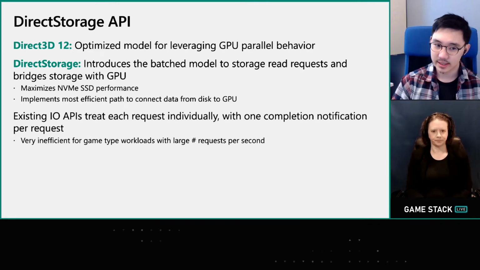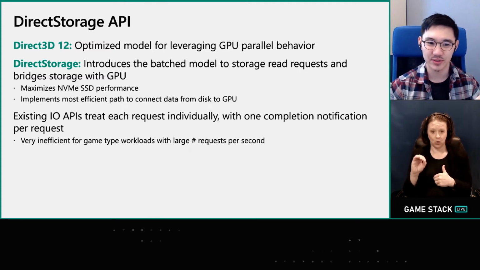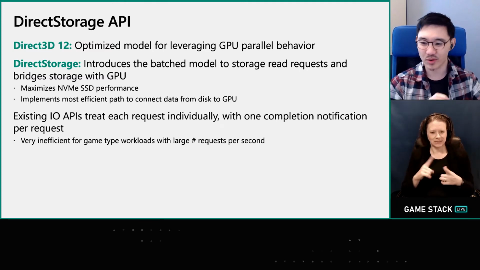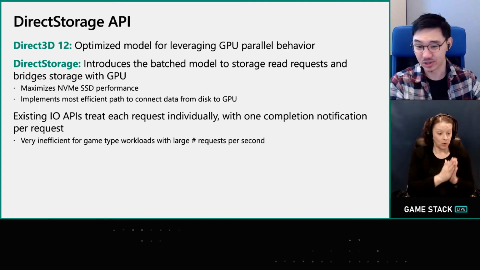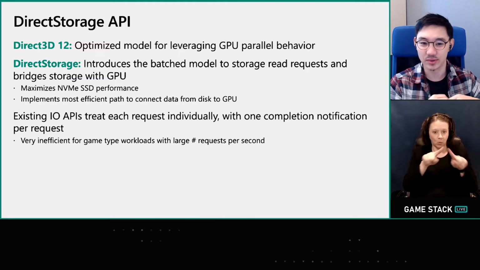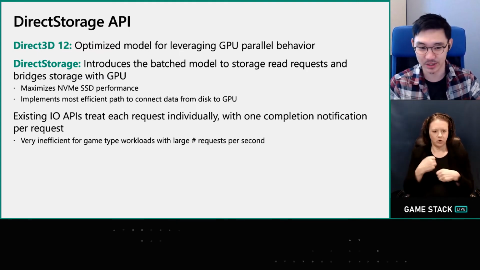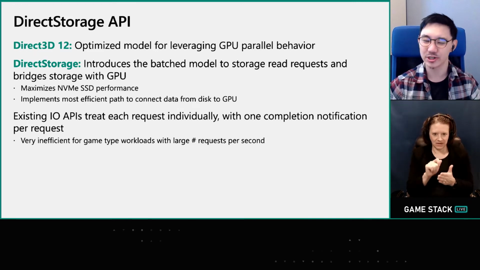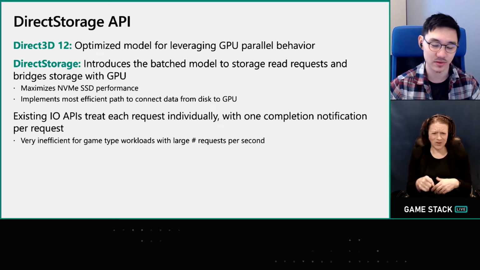For example, existing I/O APIs essentially treat every request individually. You have to make one request and you get a completion notification for one request. It's analogous to drawing one triangle and it telling you when you're done with one triangle. In this case, you make one request for a piece of data off of the disk, and then you get a completion saying it's done. That's super, super inefficient, especially if you have a large number of requests, like hundreds, thousands, even tens of thousands of requests per second.